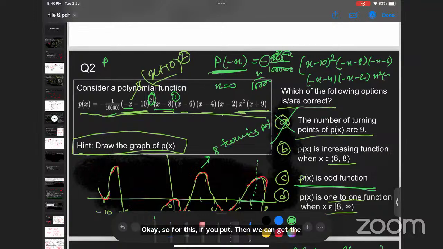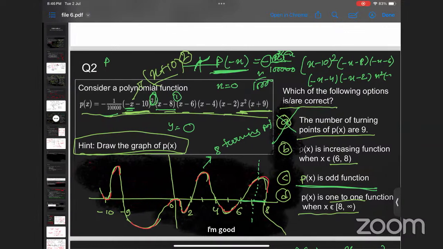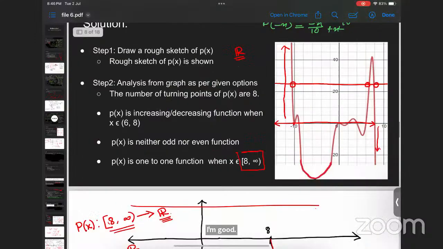Okay. So if you put x equals to 0, then you can get one y-intercept. Based on the y-intercept, we get to know at which point the graph will cut the y-axis. Here we have the rough graph also, so we don't need to draw it at all.